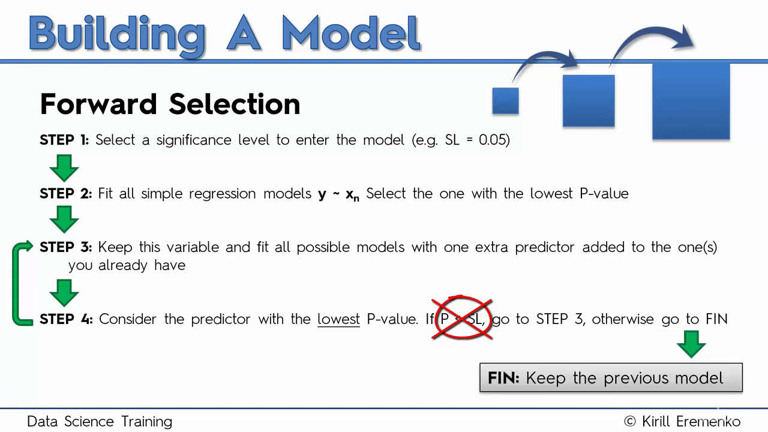And the trick here is that you keep not the current model, but the previous one. And that makes sense because you've just added a variable which is insignificant. So what's the point of that variable? Just move a step back. So that's how forward selection works. I know it's a bit confusing, but just try to wrap your head around it. Maybe read through these instructions one more time. It does make a lot of sense when you picture what exactly is going on.